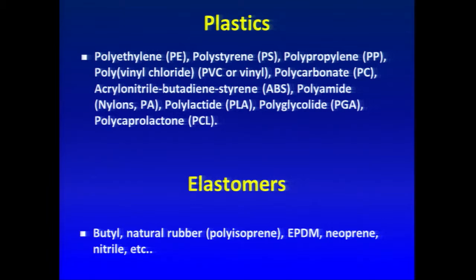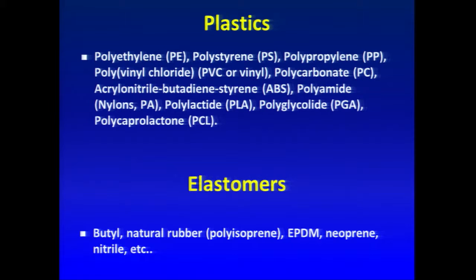Well, here are some examples of plastics used in the medical field, like polyethylene. Ultra-high molecular weight polyethylene can be used to make artificial hips. And polystyrene, in your lab, if you do cell culture, your culture flasks, culture plates, they're made of polystyrene. Polypropylene, your centrifuge tube, is made of polypropylene. Polyvinyl chloride, a lot of plumbing pipes are made from polyvinyl chloride.